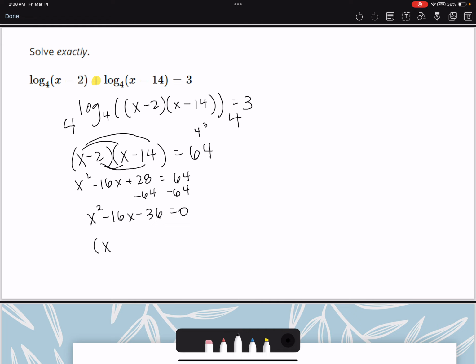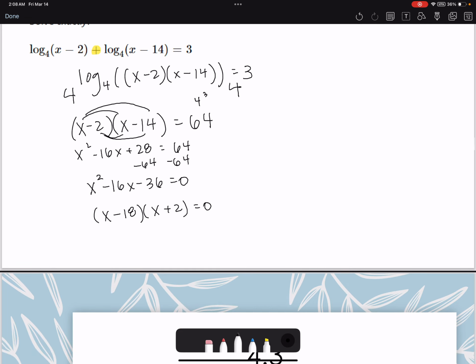You can factor that if you think about what multiplies to negative 36 and adds to negative 16. Think about it for a second. It would be negative 18 and positive 2. Those would be your factors. That's how you factor it. So then x equals 18 and x equals negative 2.